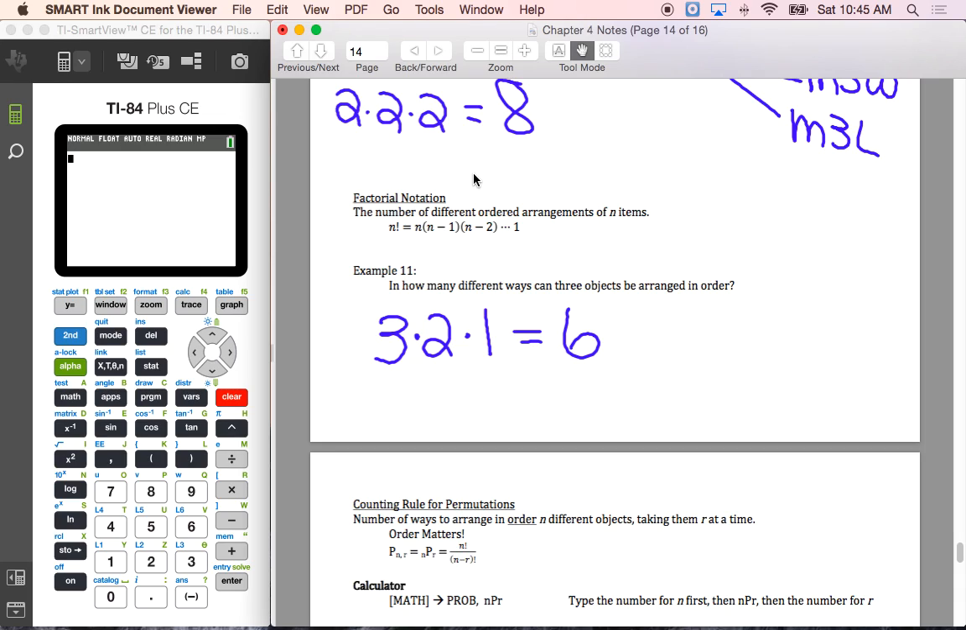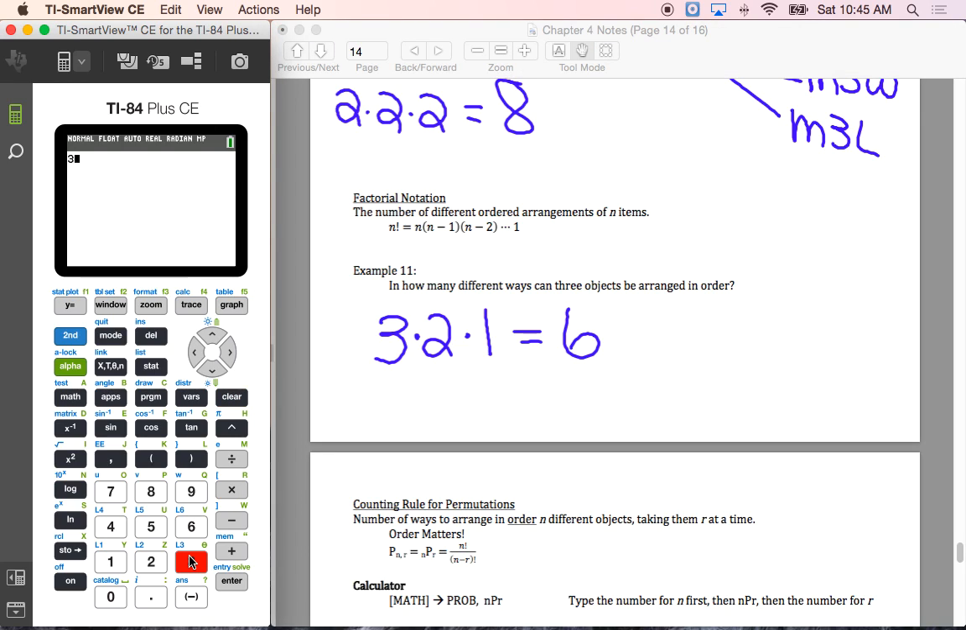So when you do this, we're going to type in our 3, because whatever your biggest number is, you're going to start off with it. Then we're going to go to our math button. Now, if you look, there is a PROB there. You want to move over to PROB. Now, number 4 is your exclamation point for your factorial. So if I hit number 4 and I hit enter, we're going to see our 3 factorial, which is 6.